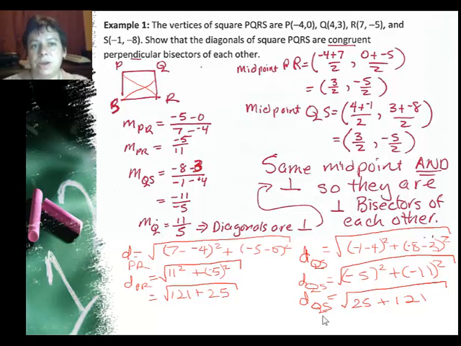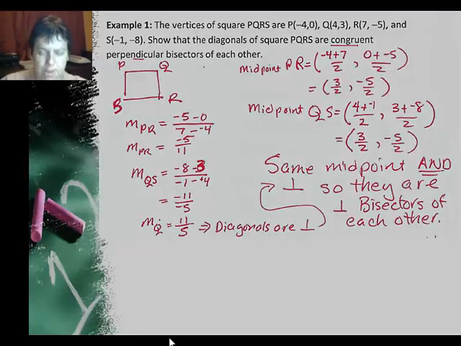So I have shown that they are perpendicular, they are bisectors, and they are congruent. So since they're congruent, it has to be a rectangle. Since they are perpendicular, it must be a rhombus. And of course, they're going to end up being perpendicular bisectors.